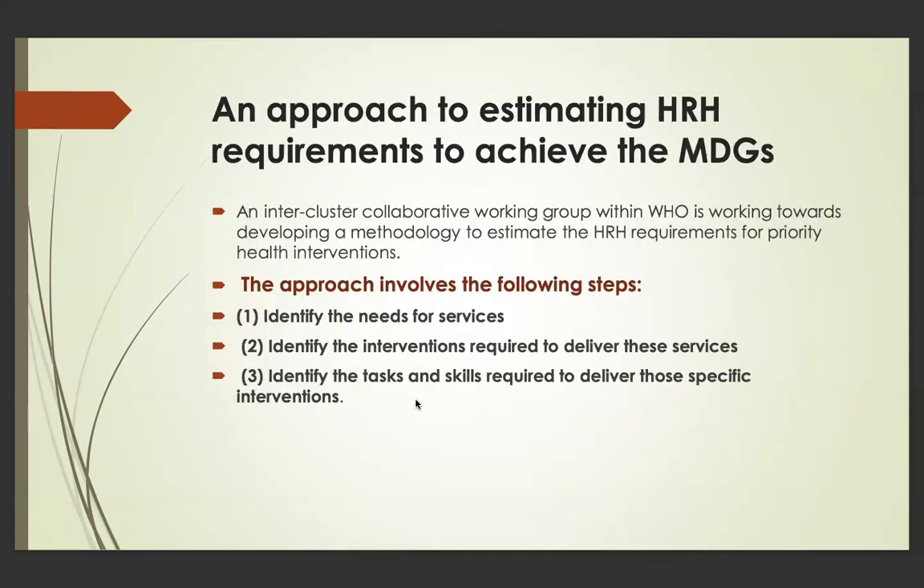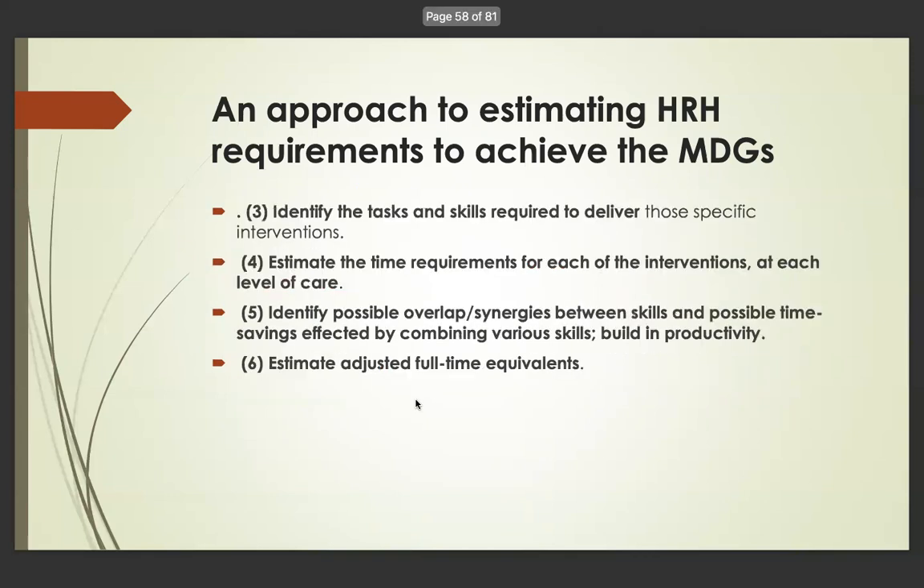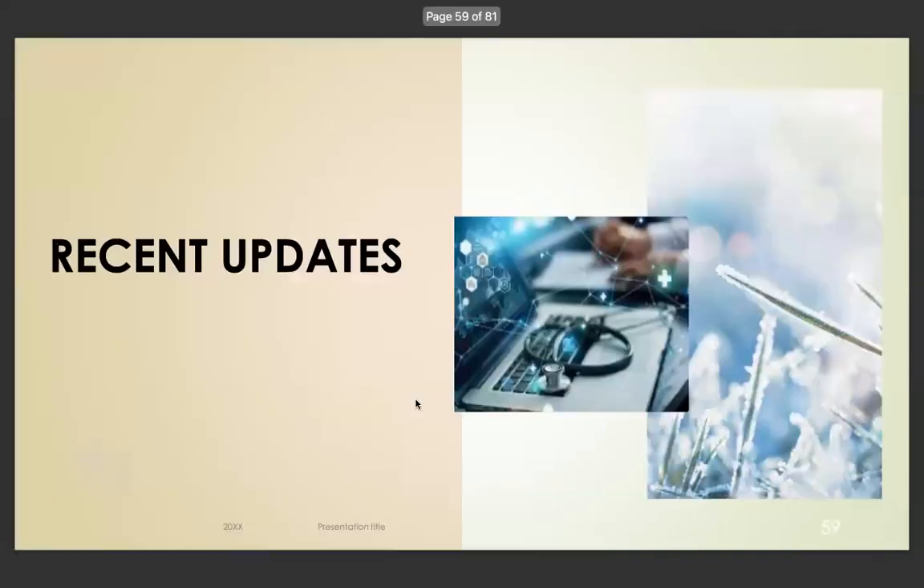An approach to estimating HRH requirements to achieve the MDGs: an intercluster collaborative working group within WHO is working towards developing a methodology to estimate the HRH requirements for priority health interventions. The approach involves the following steps. First, identify the needs for services. Second, identify the interventions required to deliver these services. Third, identify the tasks and skills required to deliver those specific interventions. Fourth, estimate the time requirements for each intervention. Fifth, identify possible overlap. And sixth, estimate adjusted full-time equivalents.